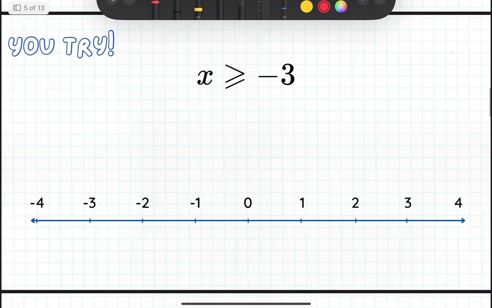So now take a moment to pause the video and try this problem out. And when you're ready, unpause the video and we'll work on it together.